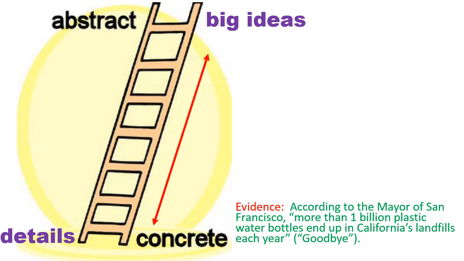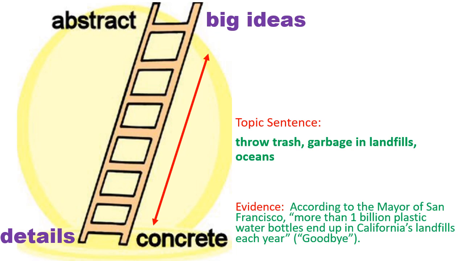And then we say, what's the big idea here? What's the topic sentence that might unite this and another piece of evidence? And we think, the idea here is really about trash and garbage in landfills and maybe also in oceans. So trash is a more general word or a more abstract word than plastic water bottles, but plastic water bottles are a specific kind of trash or garbage.